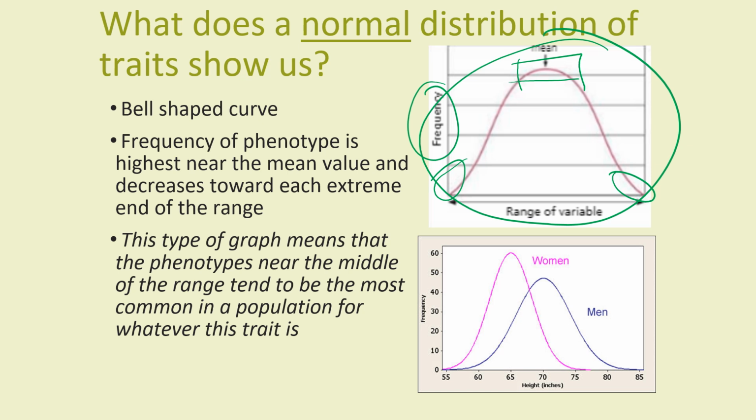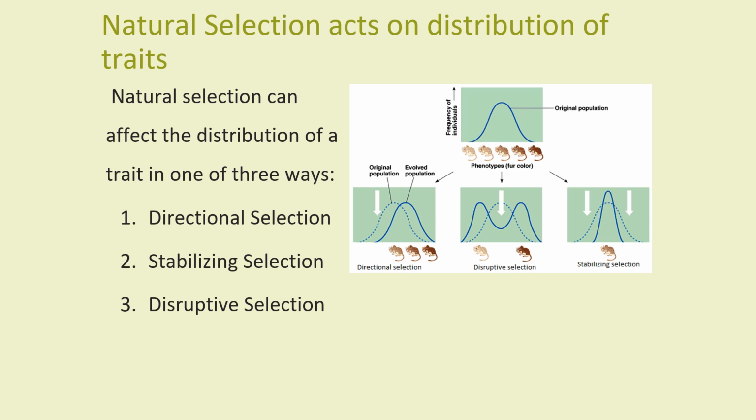For height, we notice that there's a difference between men and women. The mean height for men is very common at 70 inches, whereas the mean height for women is near 65 inches. Natural selection can affect the distribution of a trait in one of three ways: directional, stabilizing, and disruptive. Moving forward, we're going to be touching upon these in detail.